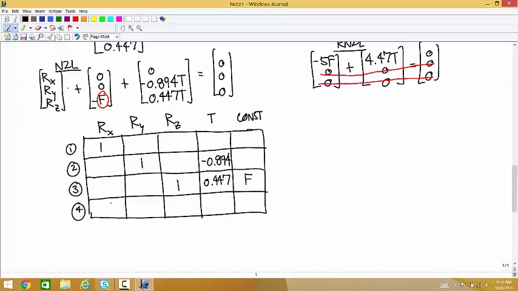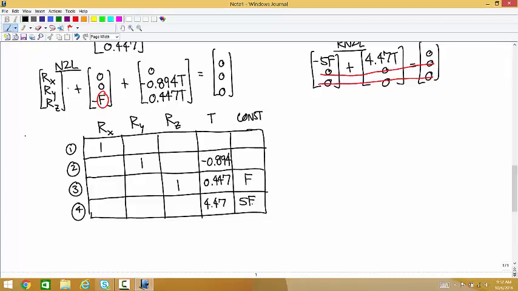And then the last one says T's we have 4.47 and the constant is 5f. A couple things to say about this. This one is pretty easy to solve by substitution.